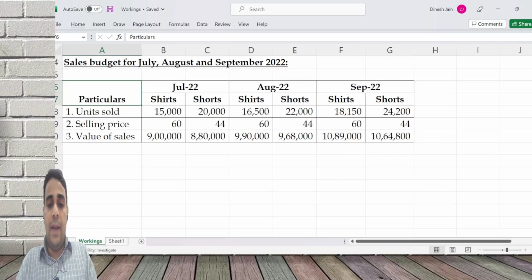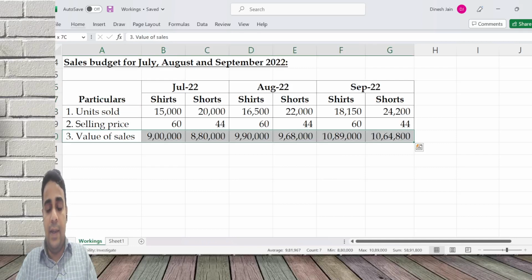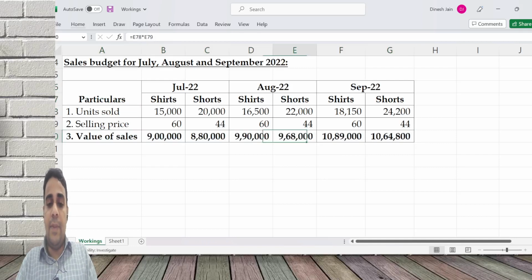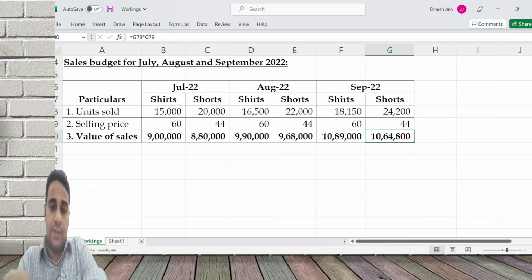9 lakh became 9 lakh 90, 9 lakh 90 became 10 lakh 89. 8 lakh 80 became 9 lakh 68, 9 lakh 68 became 10 lakh 64,800. This is for the sales budget.